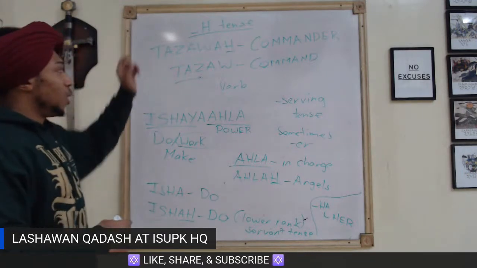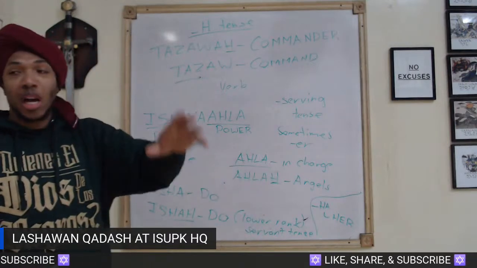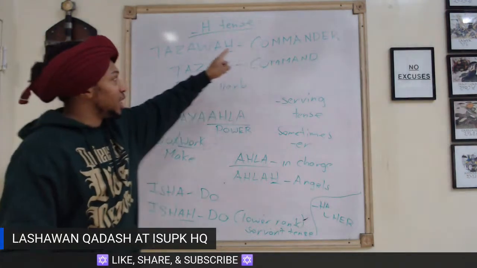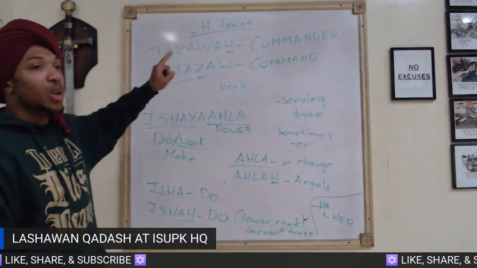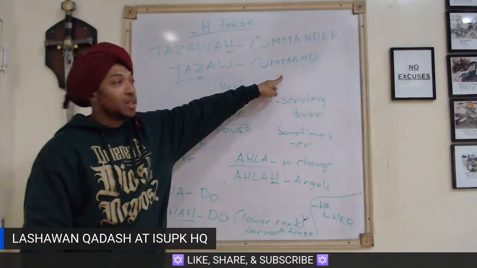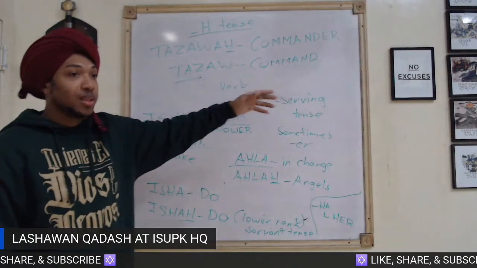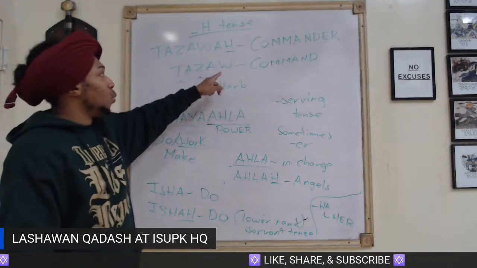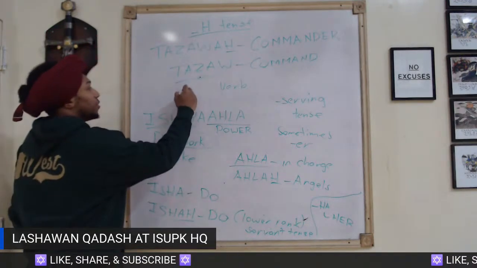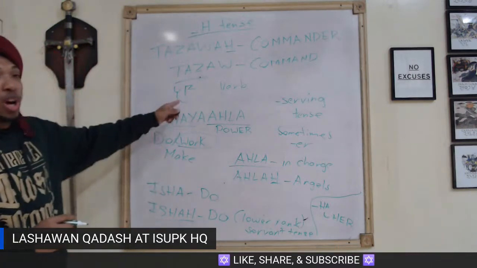So for those online, we were breaking down the new troopers in New York. We got two new troopers in New York. We got Trooper Tazawa. His name means commander. And then we got the root word for his name, which is Tazaw, which is command, like a commandment. We put the ha at the end of his name. So in Hebrew, you have Tazaw.